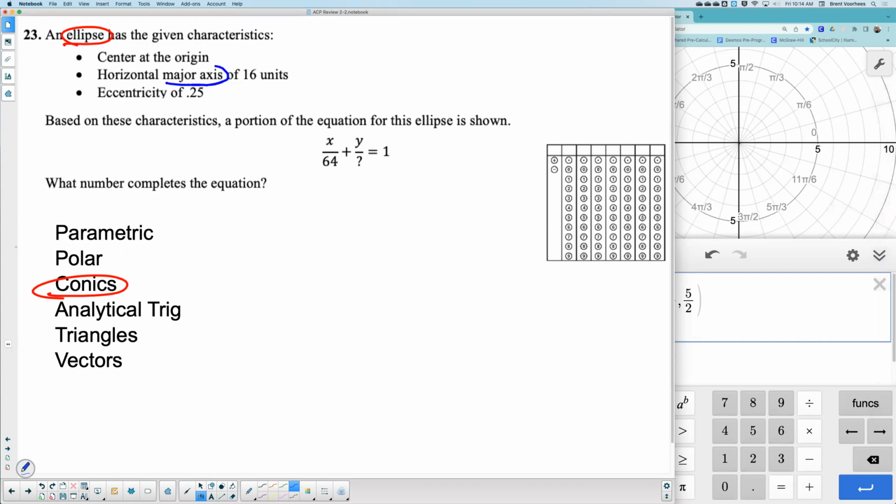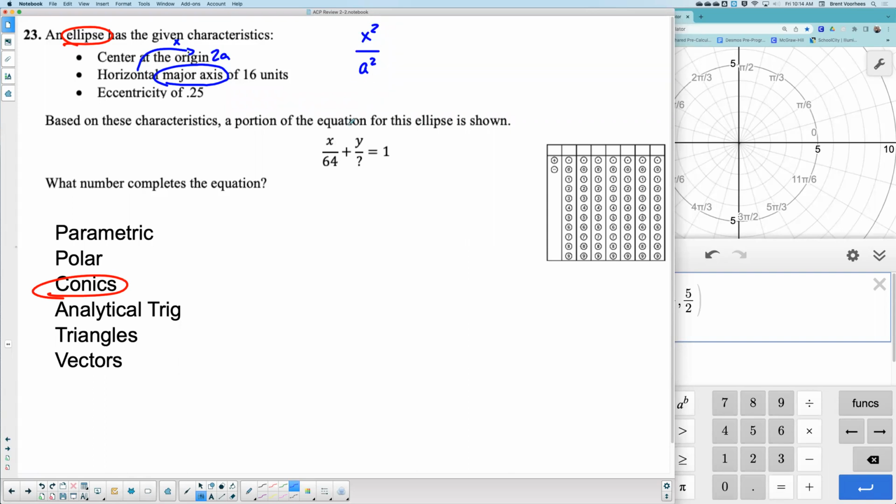Major axis. Now, what is major axis? 2A, 2B, 2C, 3, 2, 1. It is 2A. Now they tell you it's horizontal. What does that mean? It's going to be the x changing. So in our equation, the x squared and the a squared are going to be partnered up.